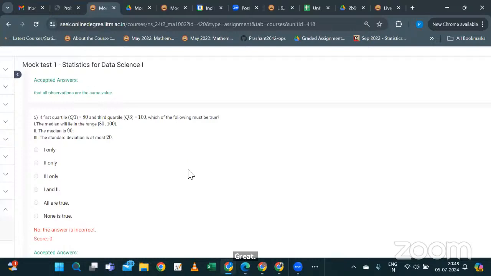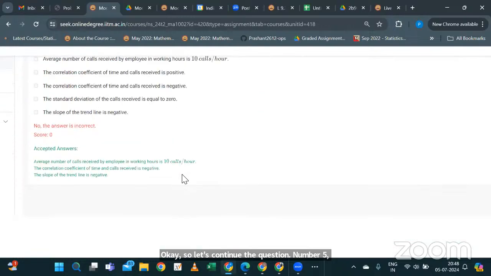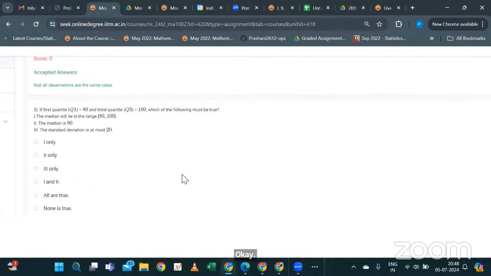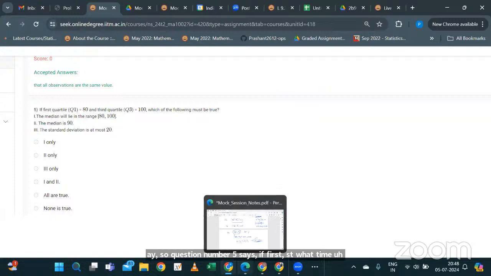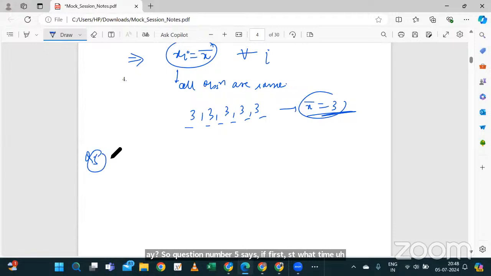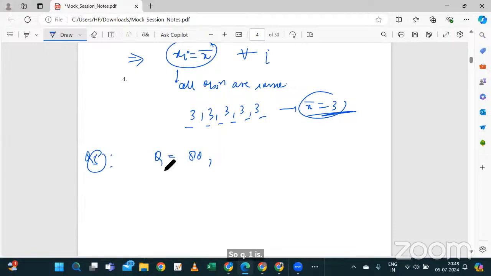Yes, sir. Okay. So let's come to question number 5. How many questions do we have? Lots of questions, 18 questions. So question number 5 says if the first quartile Q1 is 80 and the third quartile is 100, then we have to choose among the options. Q1 was 80, Q3 is 100.